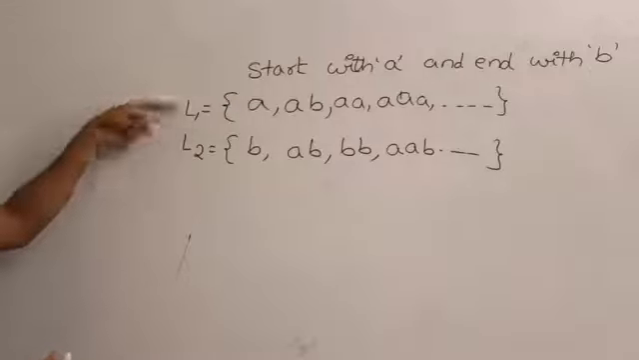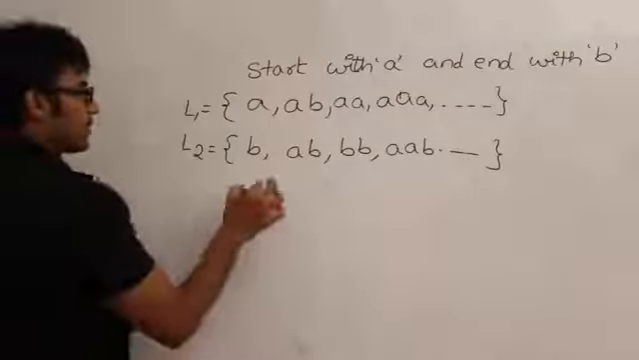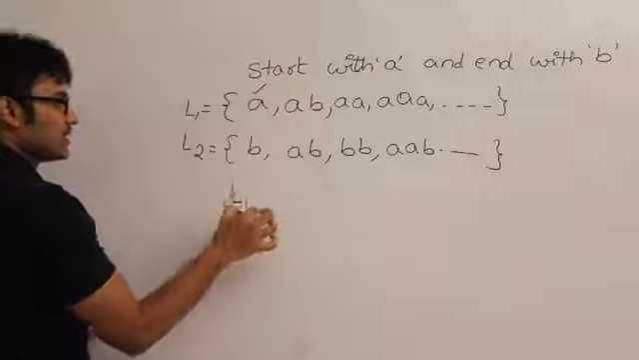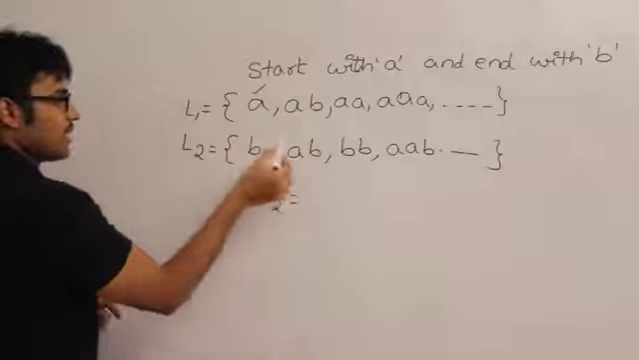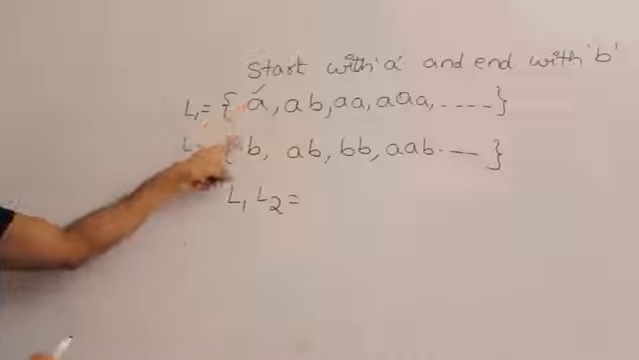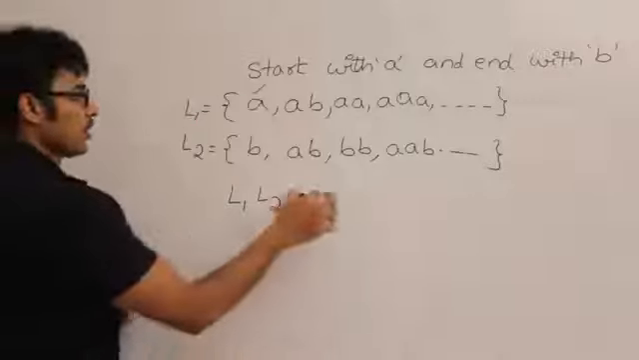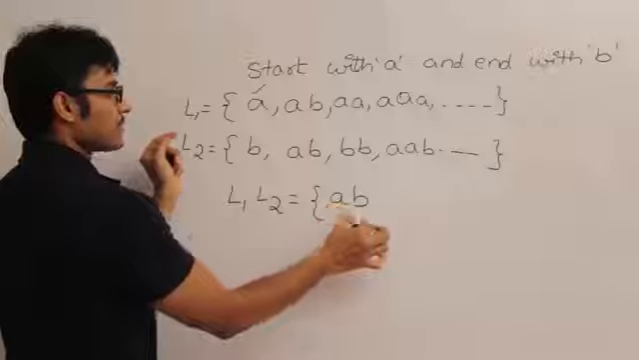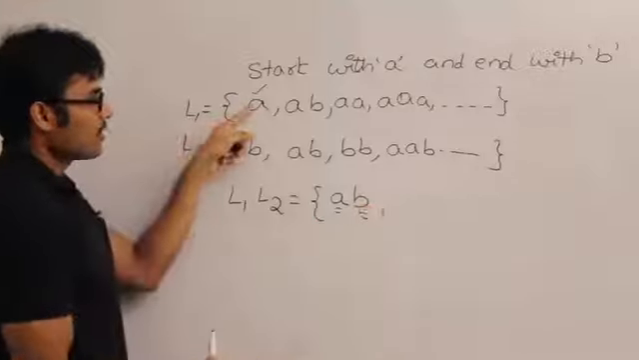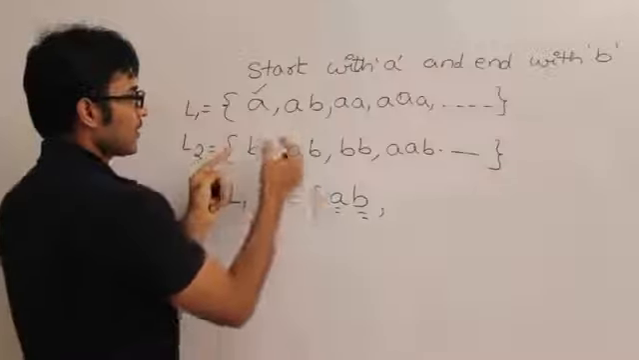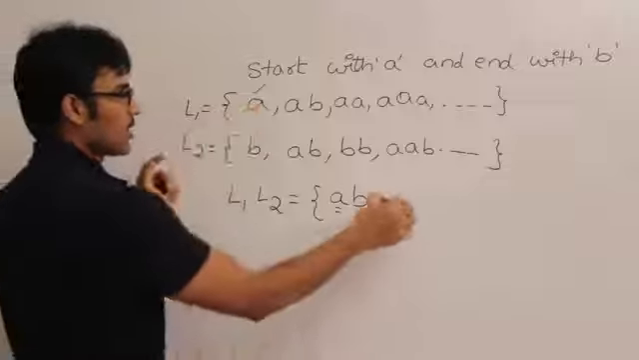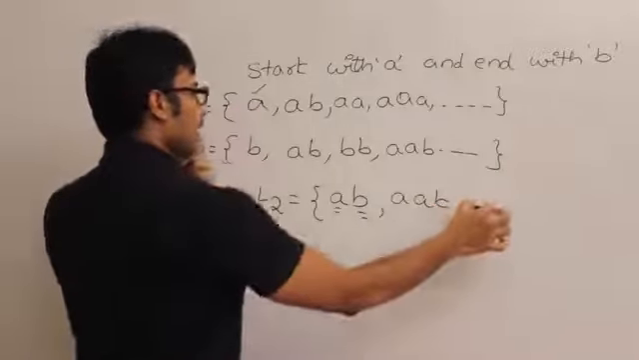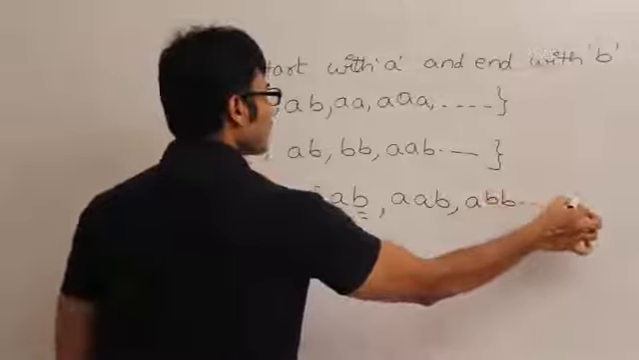Now the language has to start with A and end with B. Therefore let's try to concatenate these two. Concatenation is nothing but take one string from L1 and append one string from L2. So the smallest string is going to be AB, starting with A, ending with B. Or the next ones are AAB, ABB, and so on, right?